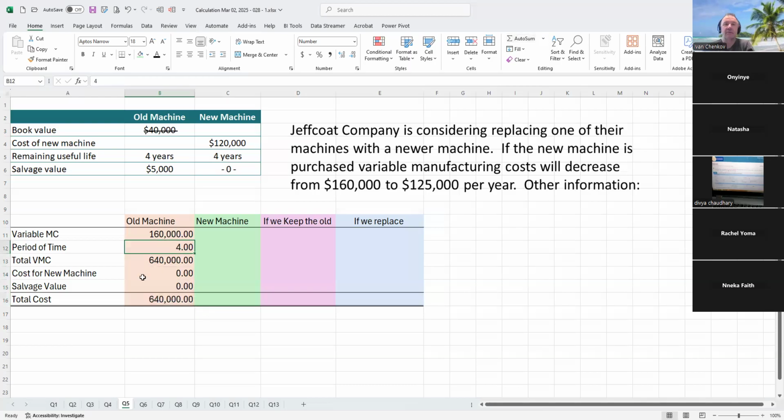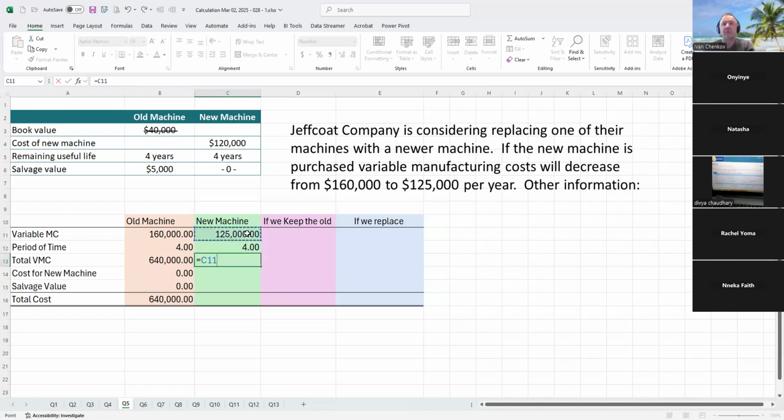Make sense? So basically, in the old machine, it is the time period we're using and the repeated variable cost. So if we move to the new machine, how much will be our variable cost per year? 125,000 per year. Yeah. We're going to use it for 4 years. So the cost will be this one times 4, 500,000, right? That's how much our cost will be.